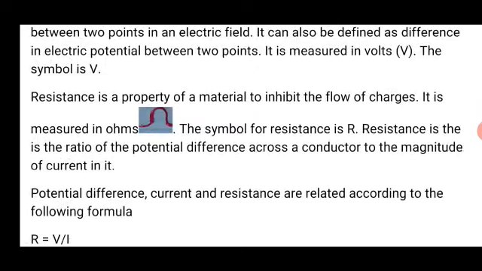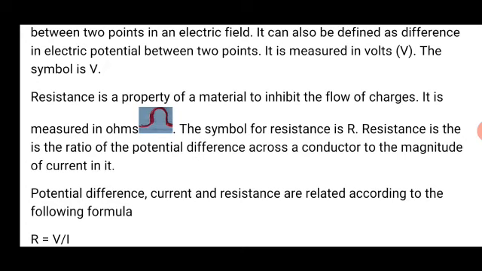Resistance is a property of a material to inhibit the flow of charges. Inhibit means to resist the flow of charges. So from the name resistance, it is resisting the charges moving through it. Though it is a conductor, every conductor has its own resistance. It has its own tendency of resisting the flow of charges. So the property of a material to inhibit the flow of charges is referred to as resistance.